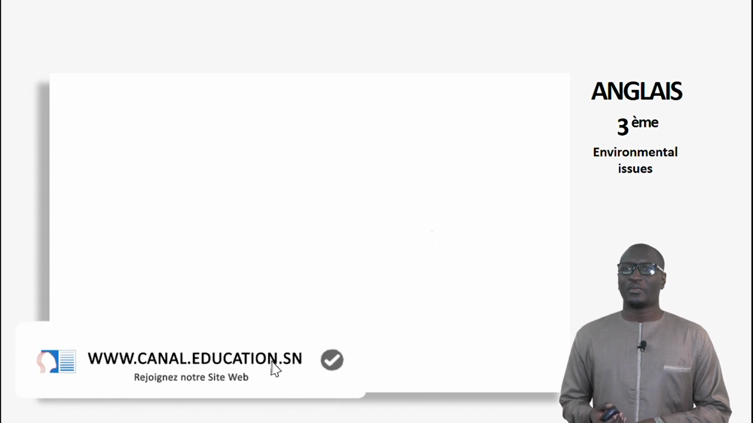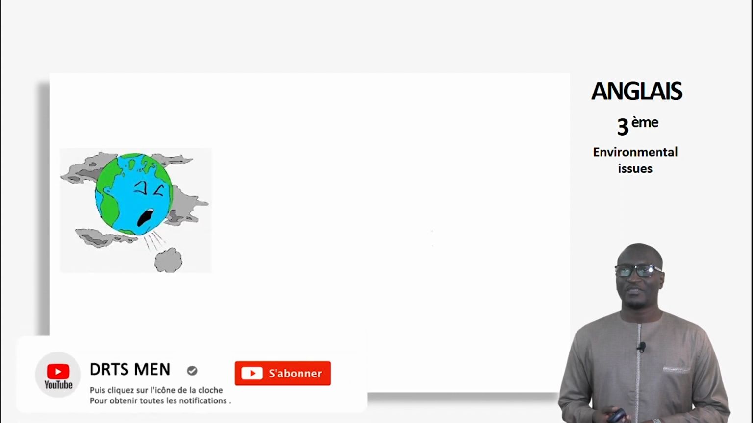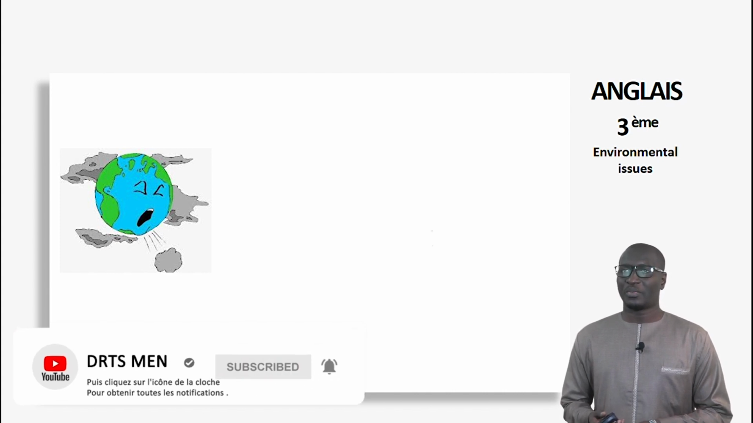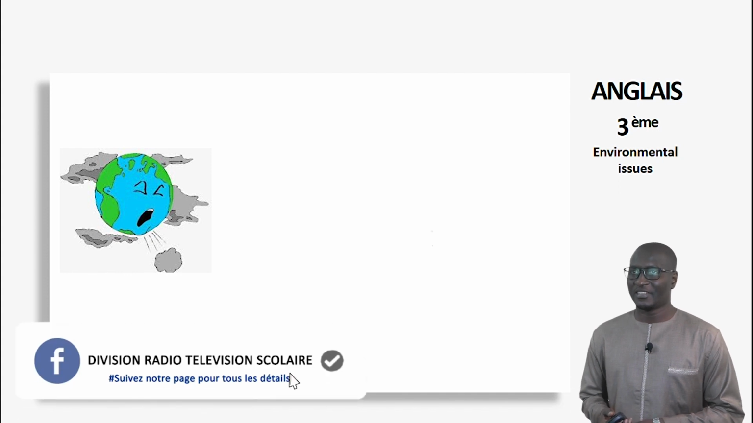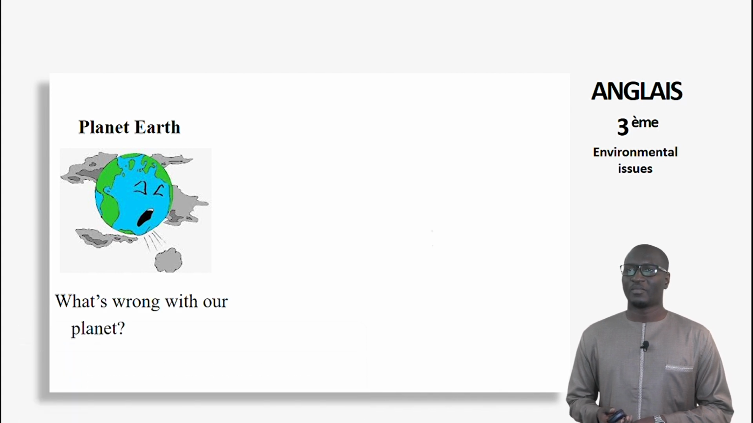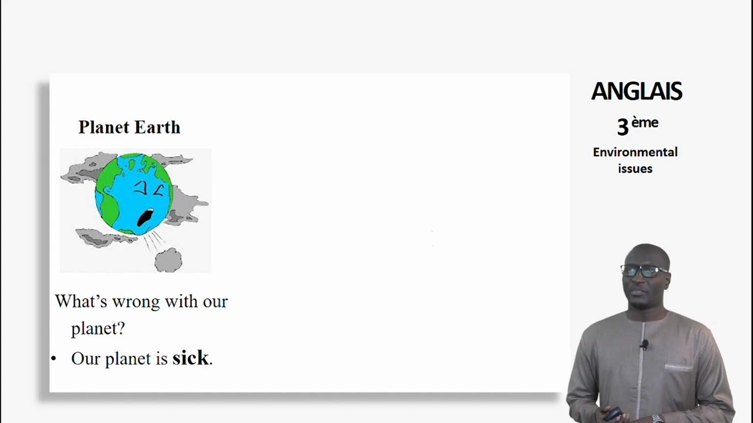So today, we're going to talk about this. What can you see on the picture? Yes, Amadou? Very good. This is our planet. And can somebody tell me what's the name of our planet? Yes, Ali? Excellent. Planet Earth. Okay? So what's wrong with our planet? Aminata? That's very good. Our planet is sick. Okay? So our planet is sick because of environmental issues.